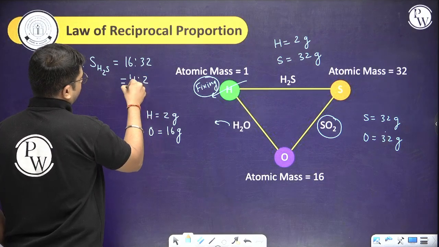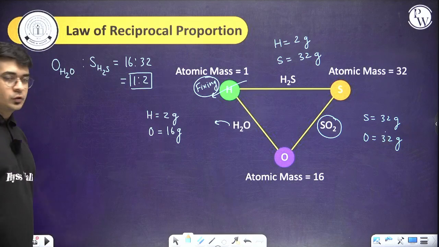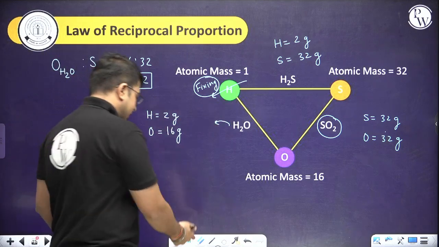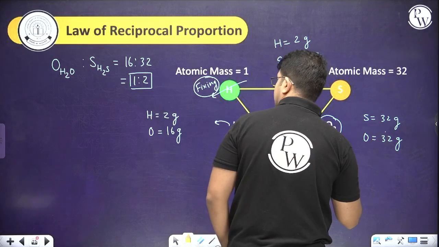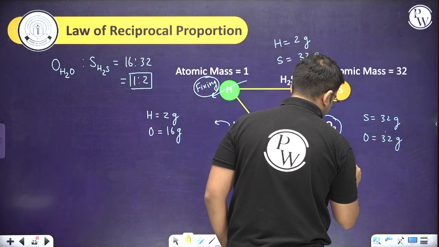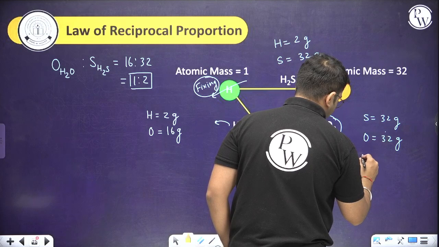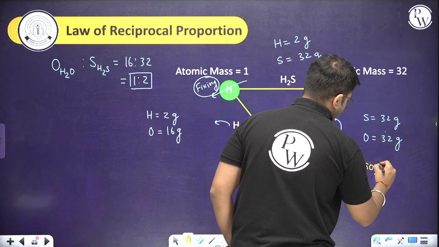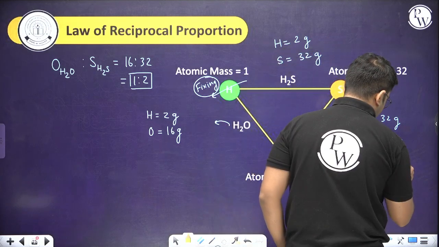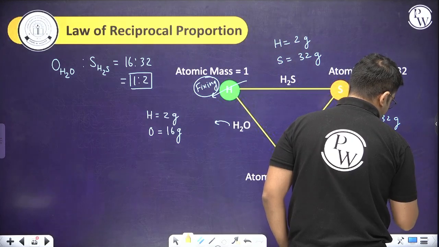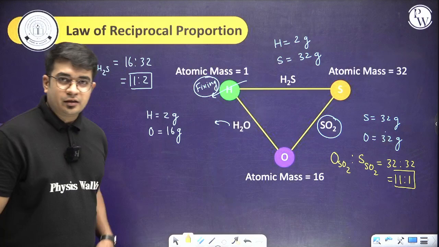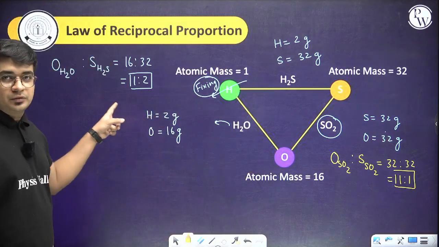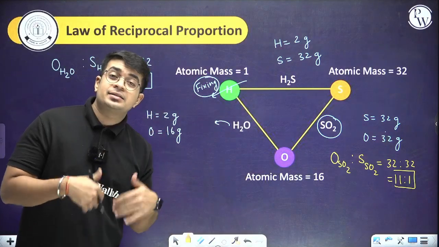This is 1 is to 2, first part. Now when they are combining directly, it means the ratio of oxygen in SO2 to sulfur in SO2, direct compound. This is 32 is to 32, which is 1 is to 1. Okay, 1 is to 1 and 1 is to 2. The ratio is again a simple whole number ratio.